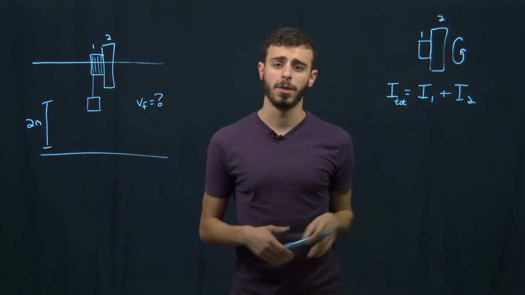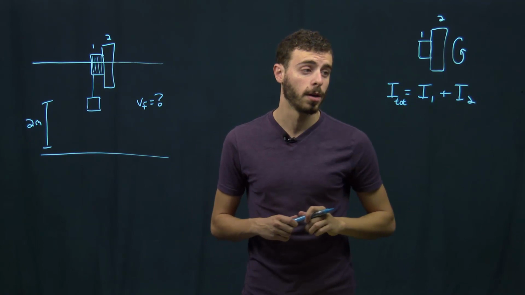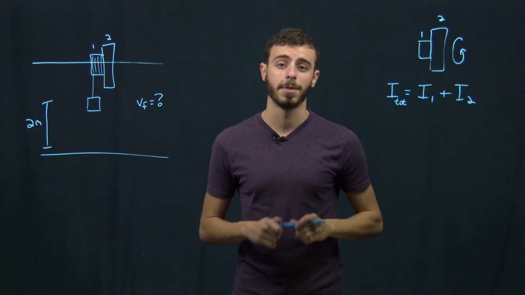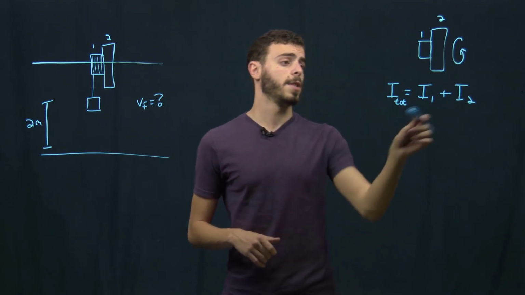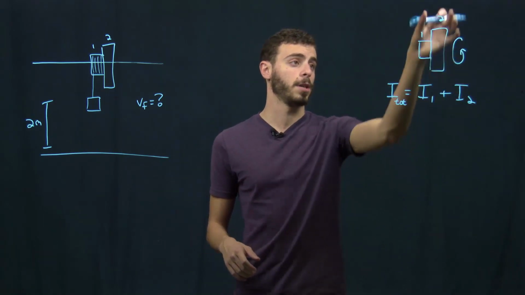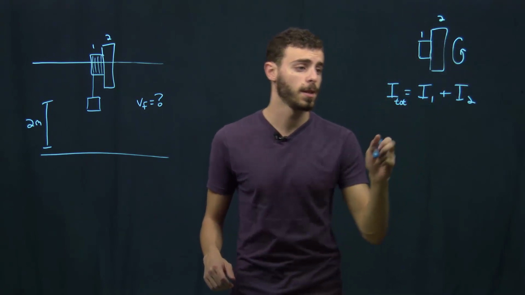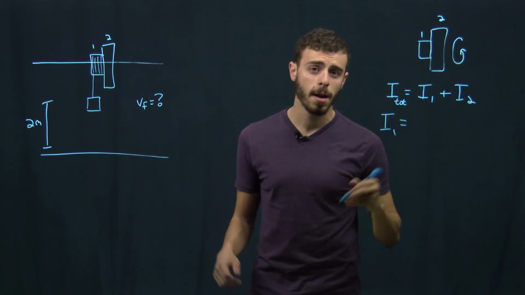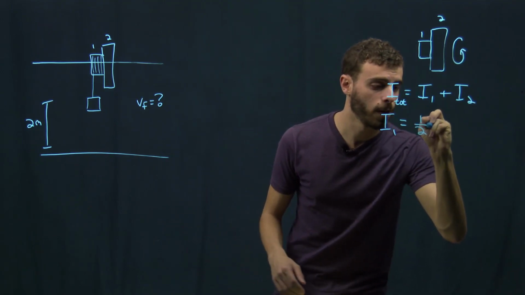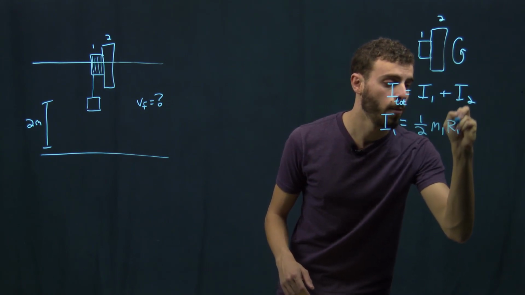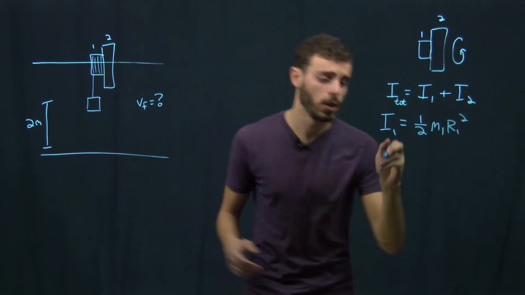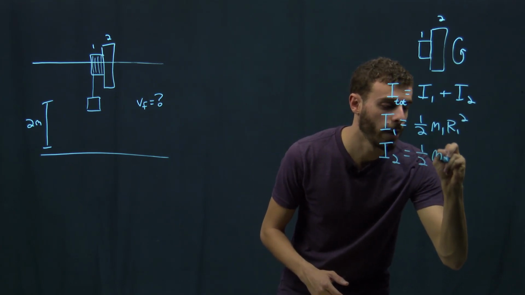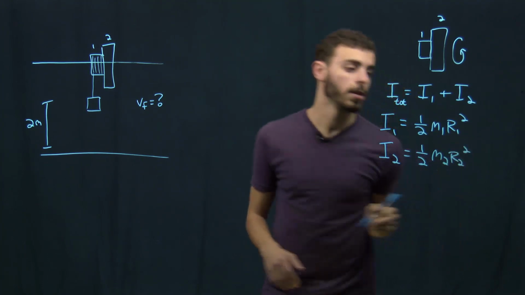The reason is you can recall the form of the moment of inertia. You sum over all of the particles in your system, multiplying their mass times their position vector squared. That sum can just split up separately for each of our disks. I1 is the moment of inertia for disk 1. For a disk, the form is 1/2 m1 r1 squared. We can do similarly for I2. It's the same form because it's the same shape, but now with mass 2 and radius 2 squared.